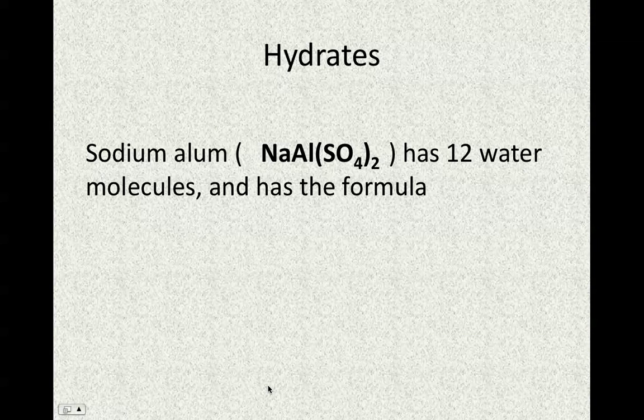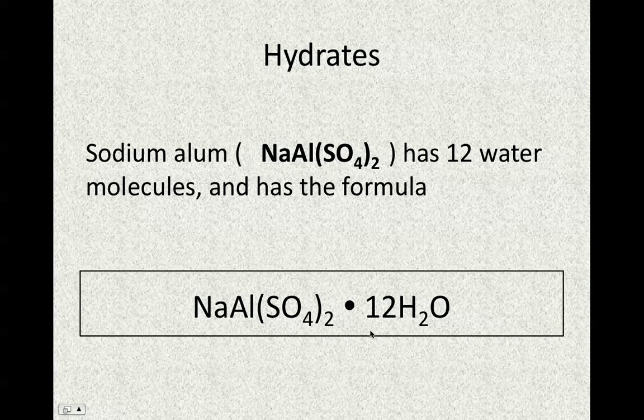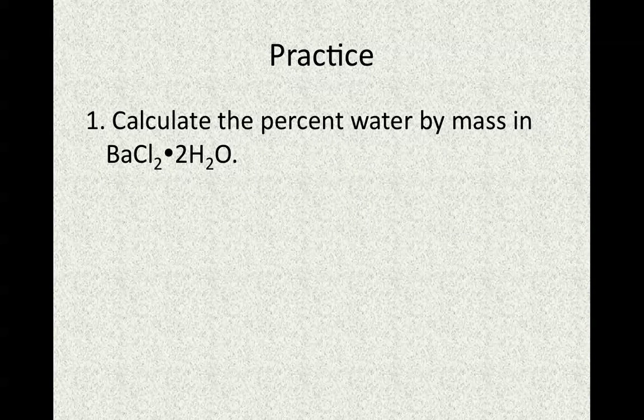Another great example is something called a sodium alum that can be hydrated, and when it does, it has 12 water molecules, which again you can see by the coefficient 12 in front of water. Some of these salts can become anhydrous by evaporating out the water. We do this by heating to a constant mass and driving all the water out of what was originally a hydrate to find what was left over with the anhydrous salt. We're going to see that in some of our practice problems.